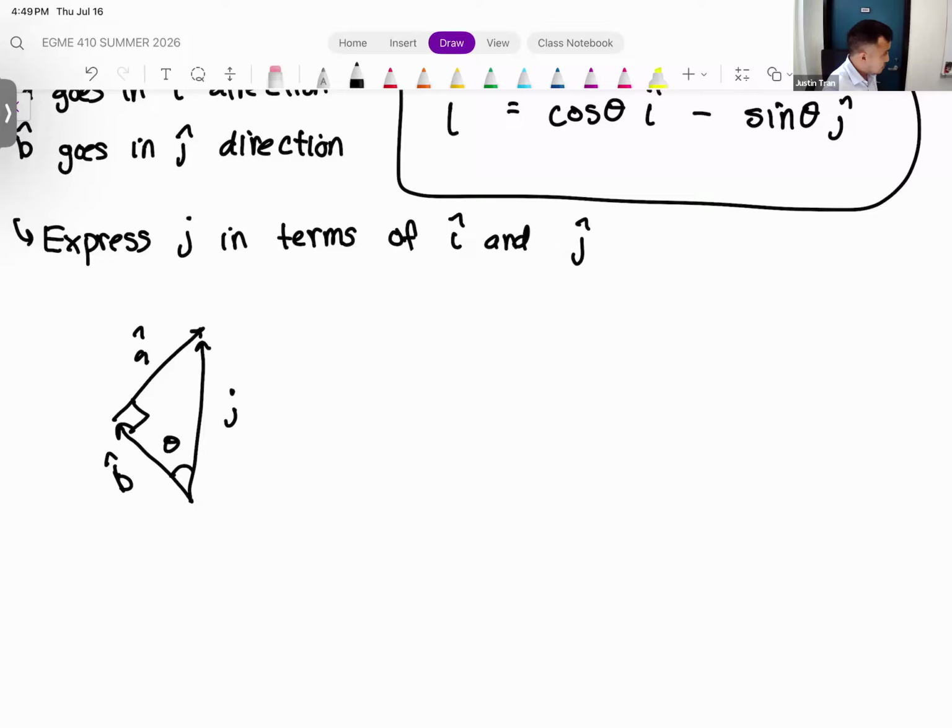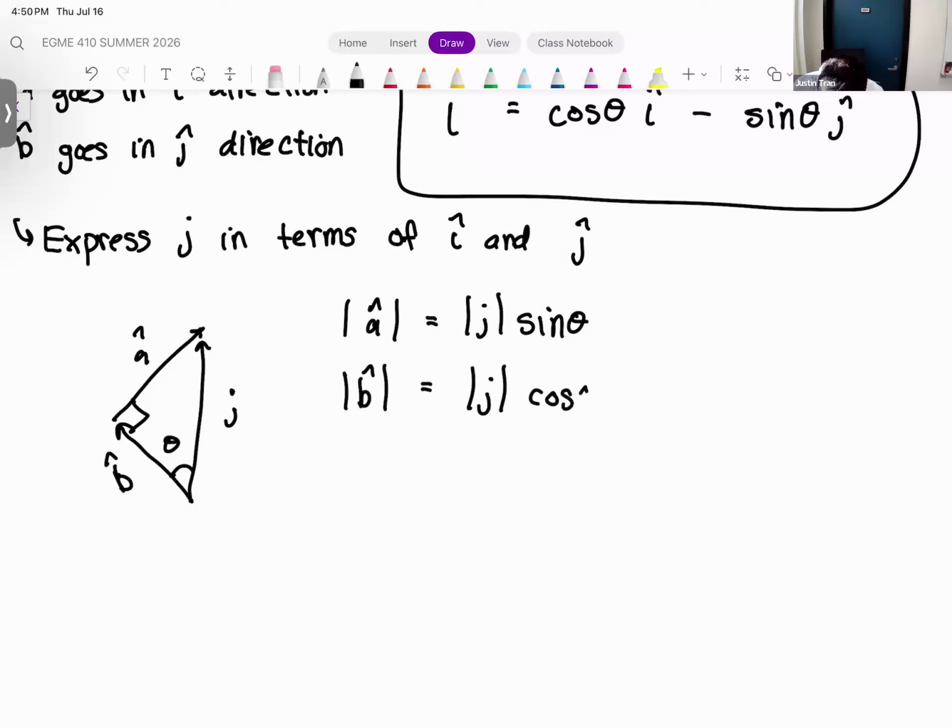All right, so let's do the same things we did before. Let's first find the lengths of the sides. So let's find the length of the B hat vector and the length of the A hat vector. The length of the A hat vector is equal to the length of J multiplied by sine theta, and the length of the B hat vector is equal to the length of J multiplied by cosine theta, just based on the trigonometry of the system.